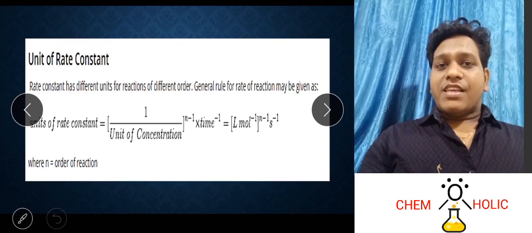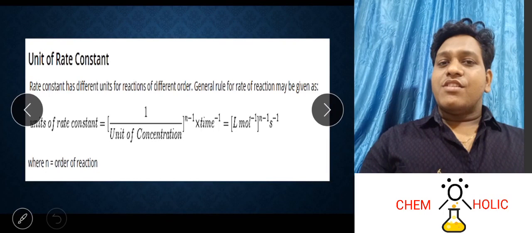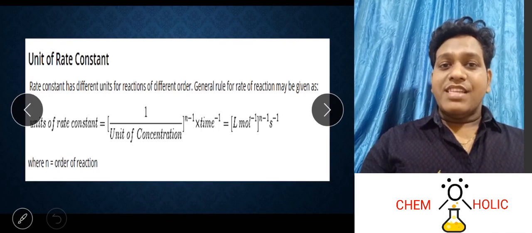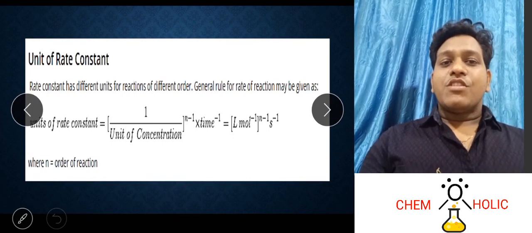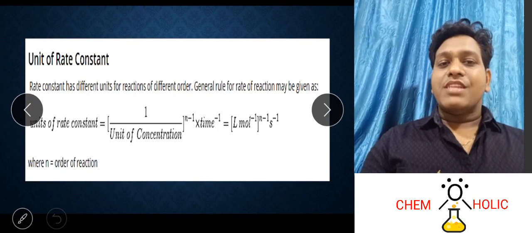Next topic is the unit of rate constant. See, this rate constant also has a unit, but obviously it depends upon the concentration term itself. If you are getting 1 mole, then your concentration term will be 1 upon the concentration term raised to that stoichiometric coefficient.